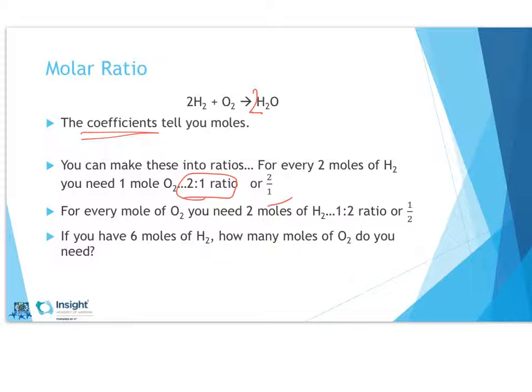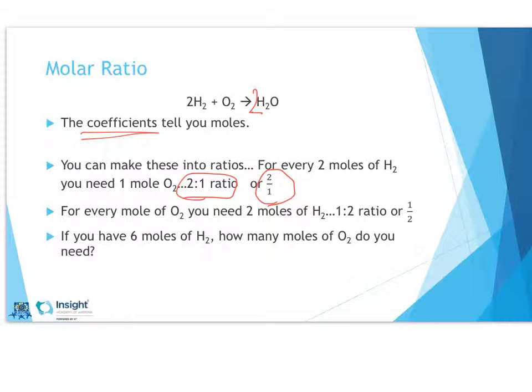Or what's going to help us in our dimensional analysis calculations is the fraction way of writing a ratio. So 2 over 1. Alright, you can also think about it the reverse way. For every mole of oxygen, I'm going to need 2 moles of hydrogen. Okay, so those are in a 1 to 2 ratio with each other, or 1 over 2.